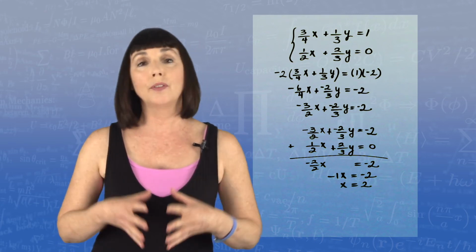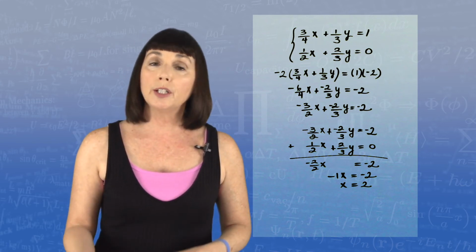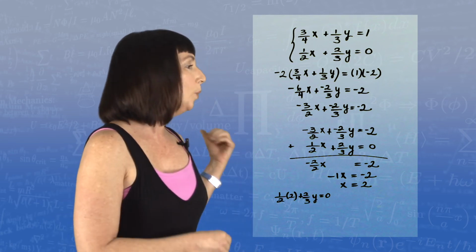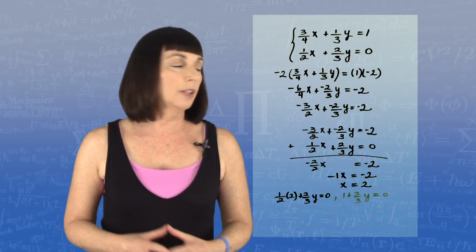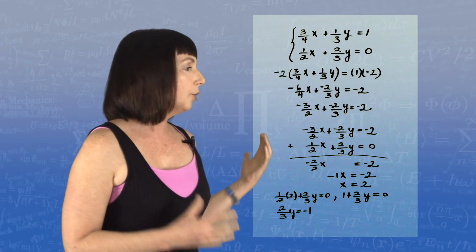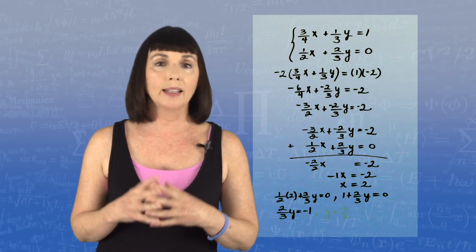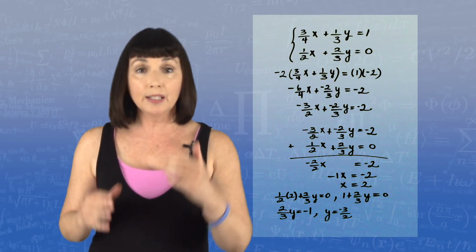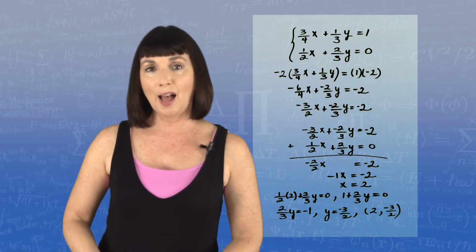Okay, now I have a value for x. So I'm going to plug that into equation 2 and solve for y. So I get 1/2 times 2 plus 2/3 y equals 0. That gives me 1 plus 2/3 y equals 0, or 2/3 y equals -1. Multiplying both sides by 3/2, I get y is equal to -3/2. So the solution to this system of equations is the ordered pair (2, -3/2).